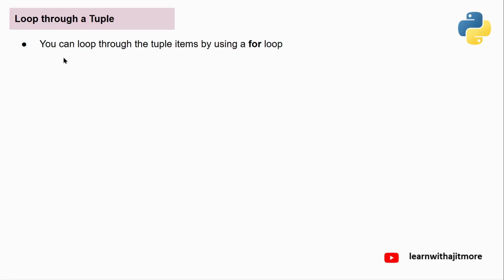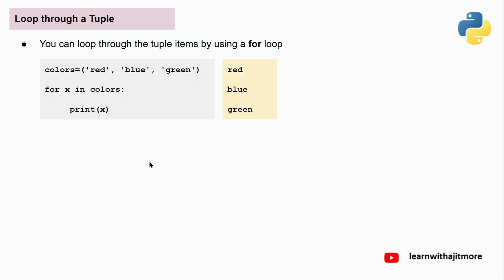Okay. So you can loop through the tuple items by using a for loop. See, this is your tuple. Standard for loop: for temporary in tuple object. Each iteration, one value from the tuple will come into the variable, and you're printing it. First time red is copied, then blue, then green. Now there are no more values, so it will stop.